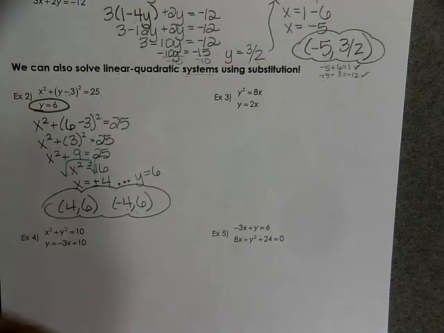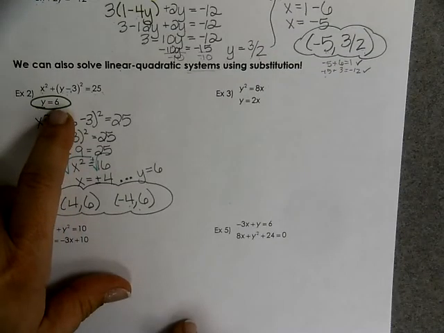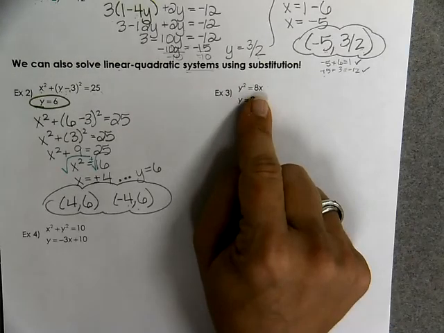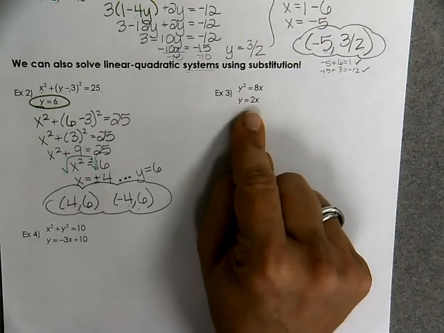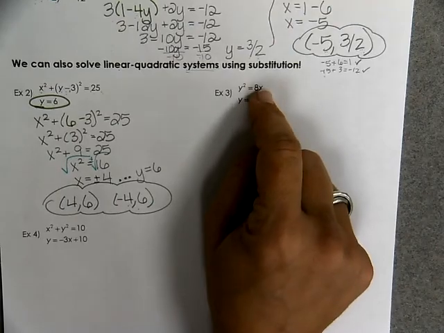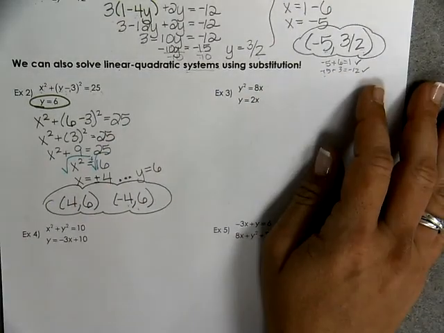Let's spruce things up a little bit in example 3. Instead of just substituting in a number, let's make it a little bit more complicated. So in example 3, we have y squared equals 8x and y equals 2x. Well, to solve for y squared, we would have to have square roots and plus or minuses. That would be a mess.